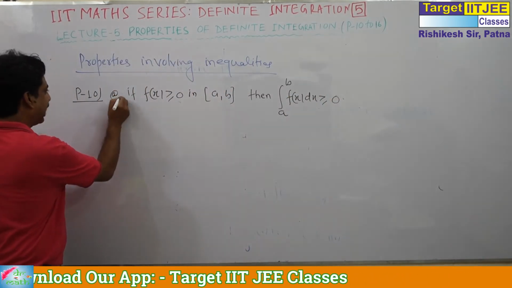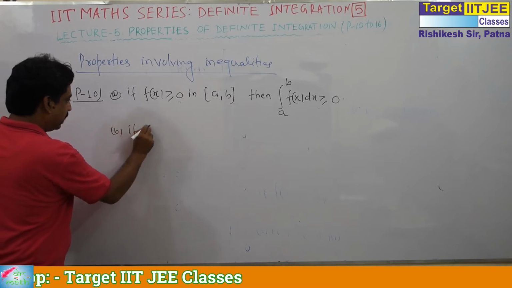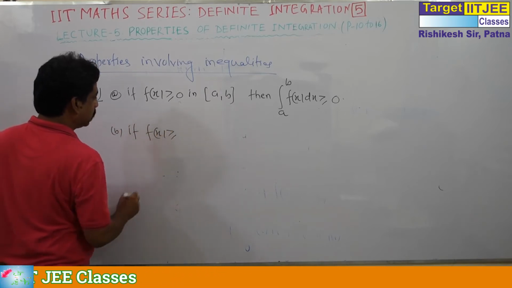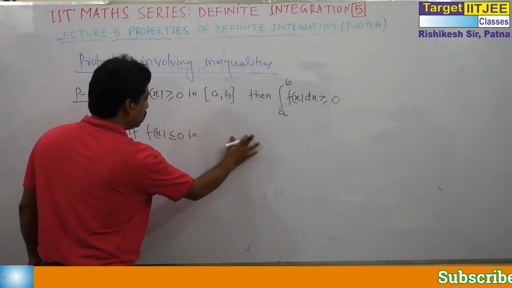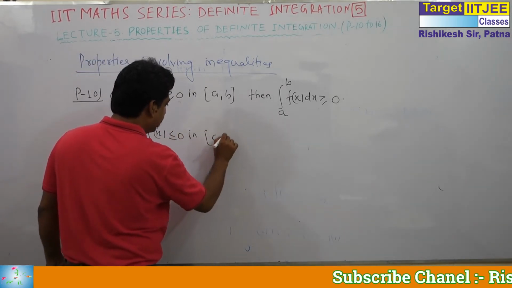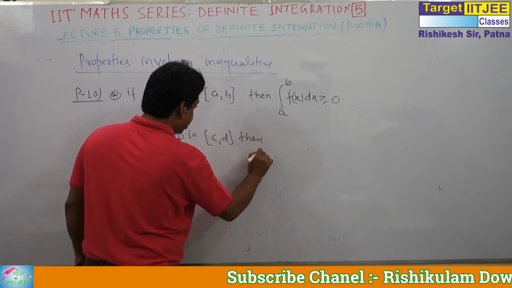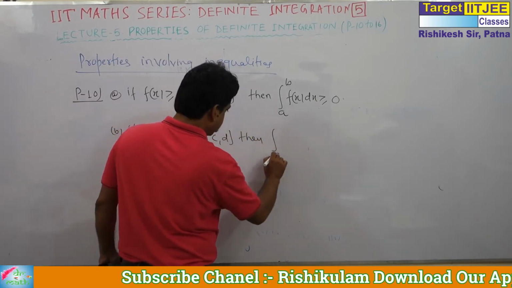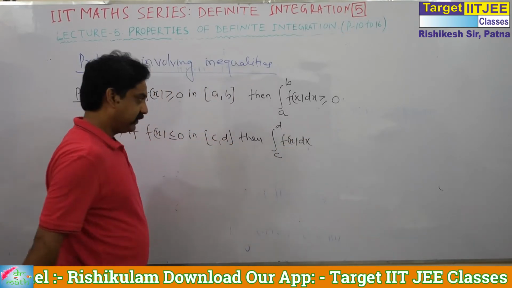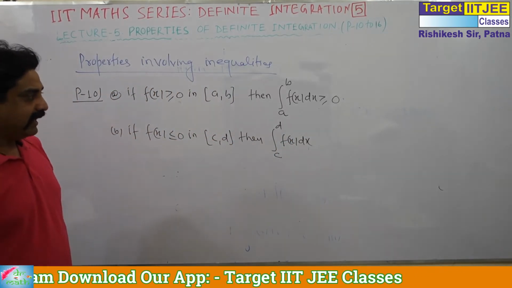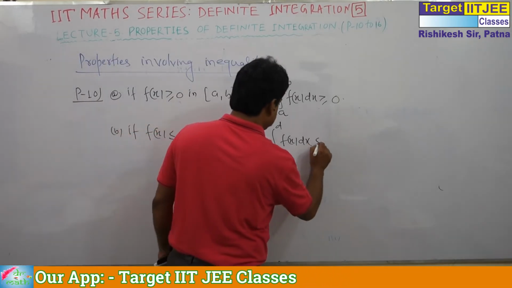Or you can say, as a second part, if f(x) is less than or equal to 0 in a new interval [c, d], then integral c to d f(x) dx is less than or equal to 0.